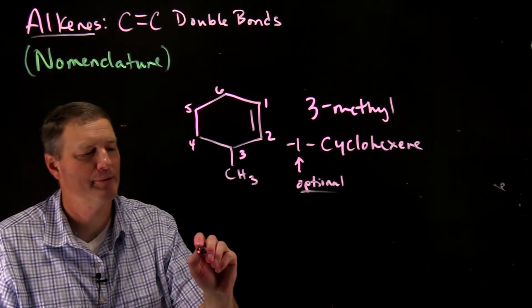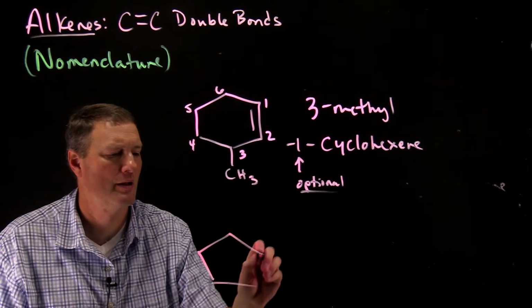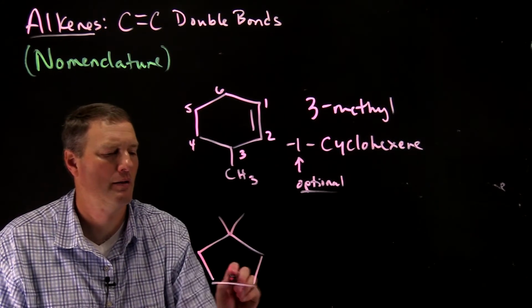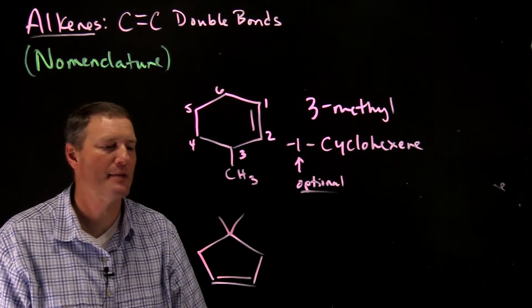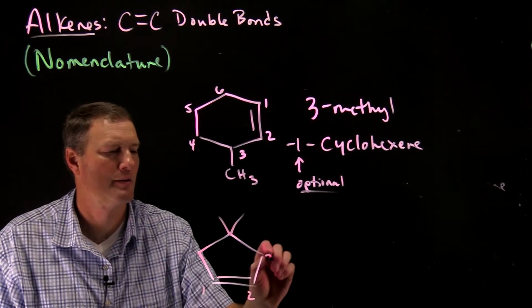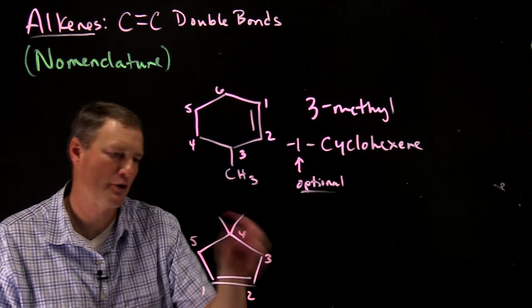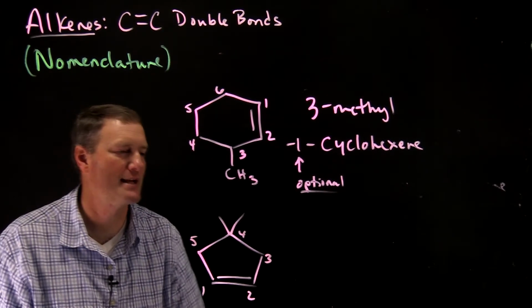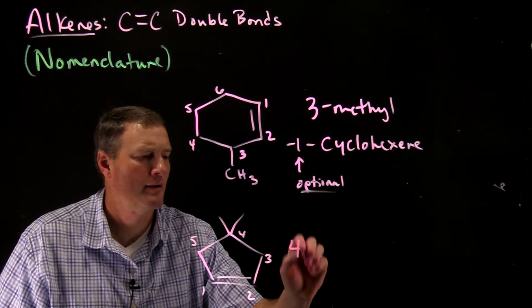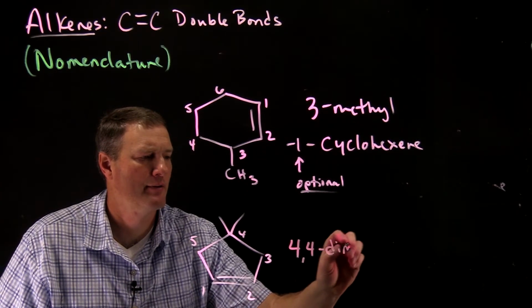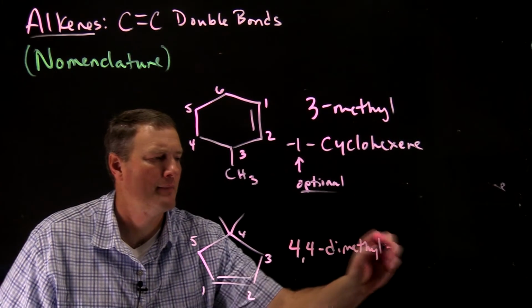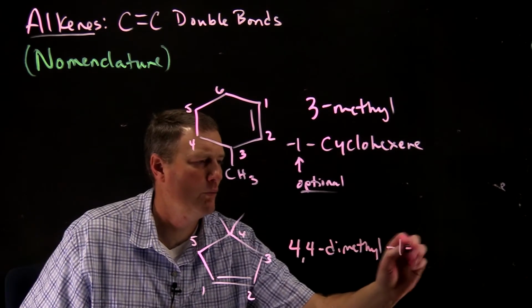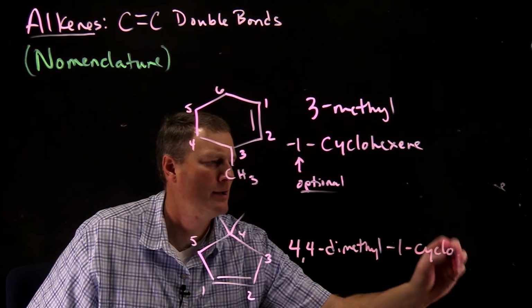Let's do one more example. Okay, let's name and number this one. I could have gone either way. The 2 methyl group substituents would both get the number 4 in this case. So this would be 4,4-dimethyl. And I'll go ahead and put in the optional 1, cyclopentene.